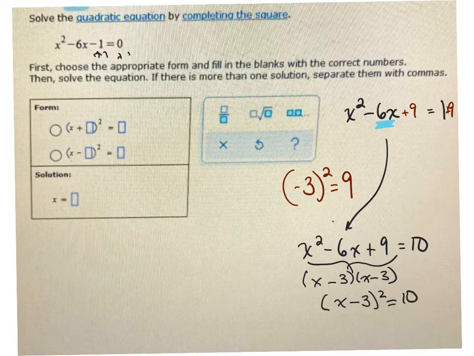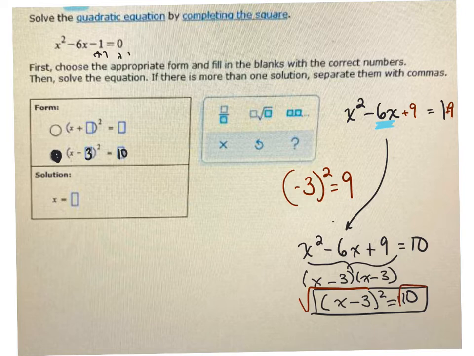So what we have now is this first answer, that's obviously this one. It's 3 here and it's 10 here. So now we have to solve this part right here. So we have something squared equal to a number. So what I will do is I will take the square root of both sides. So that's going to yield me x minus 3. And when I take the square root, I want to make sure I put the plus and minus in front of that square root.